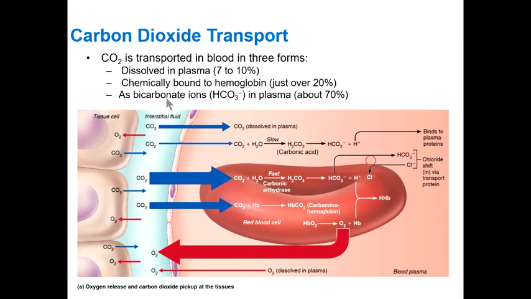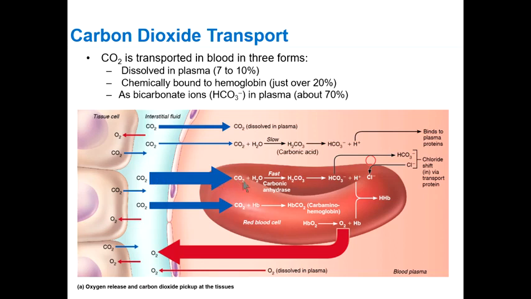But as bicarbonate ions, there's a bicarbonate, it's a negatively charged ion here, in plasma about 70%. So this is how carbon dioxide is transported the most, 70% of it, and it's not in our red blood cells, it's in the plasma, but it's not the dissolved carbon dioxide. So here's our large arrow. It actually does enter the red blood cell initially.